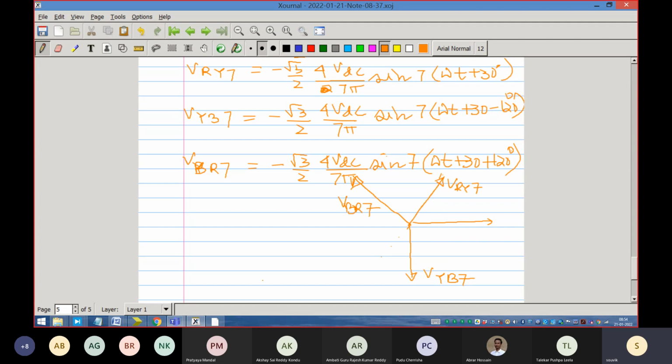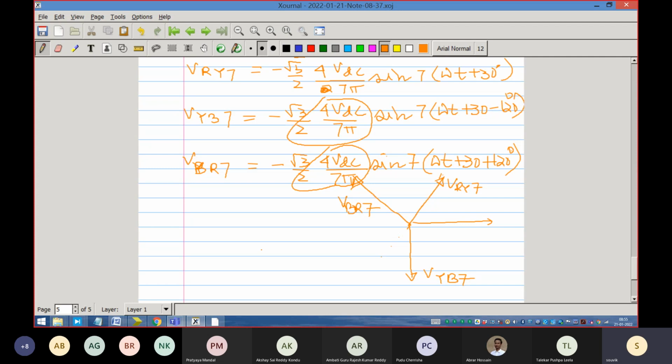VBR7. Okay. So magnitude wise, whatever it was for a per phase multiplied by √3, this would have been for the per phase thing multiplied by √3. But interestingly, the phase sequence has altered for fifth harmonic, but not for the seventh harmonic.